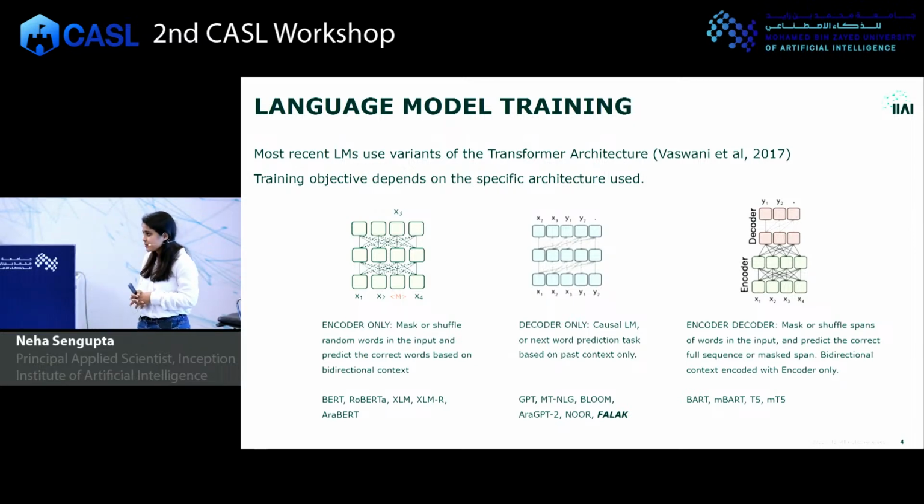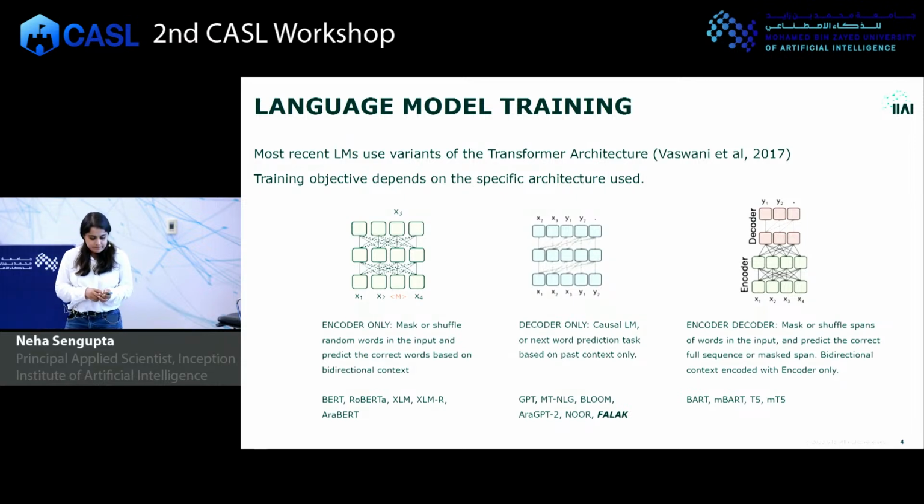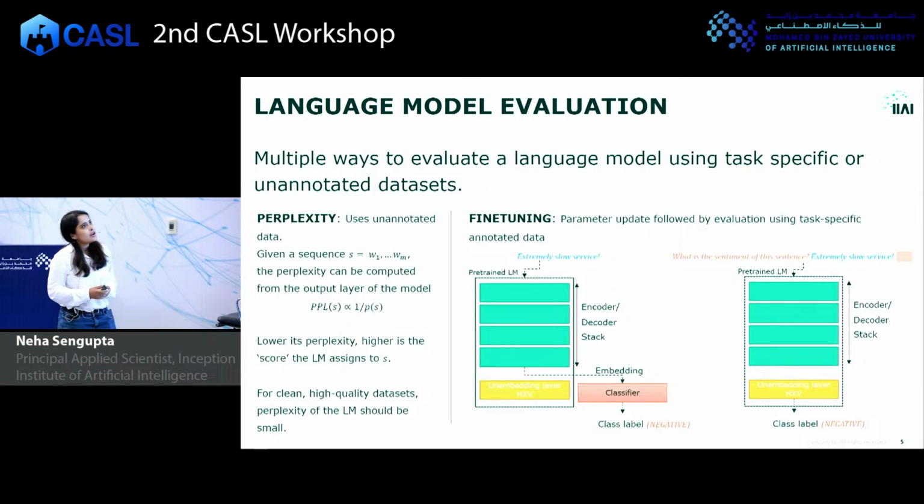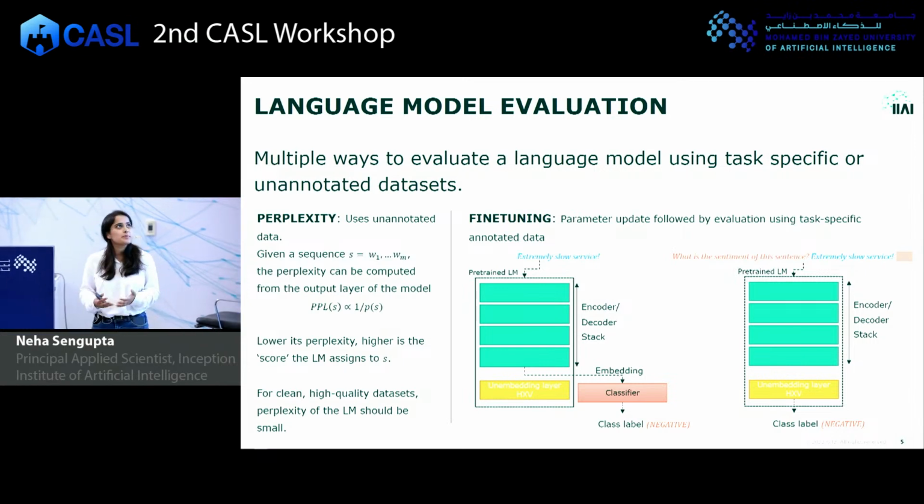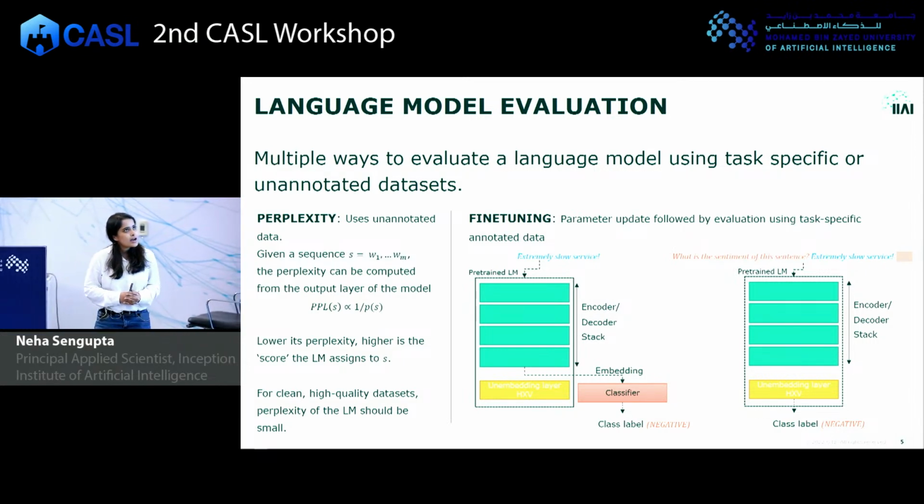of this, where you basically take a sentence and you noise it up somehow. You shuffle the words, you mask some words, and you ask the decoder to then reconstruct the original sentence, right? Okay. And obviously, all of these are based on the transformer architecture, as we've seen before. Now, once you've trained the model, then how do you evaluate it, right? There are multiple ways to evaluate a model.